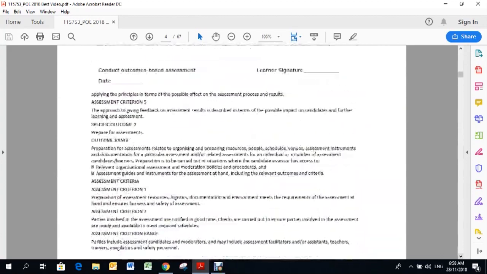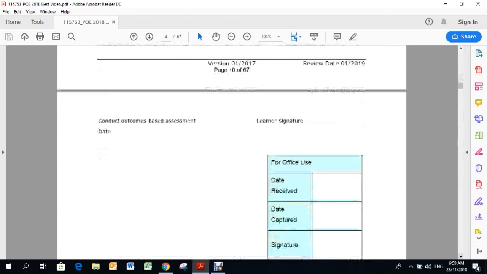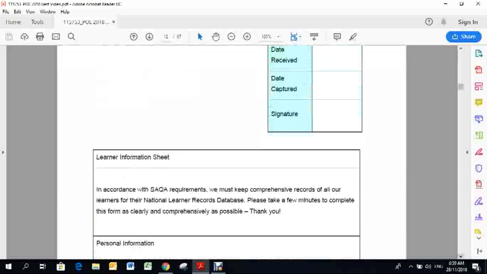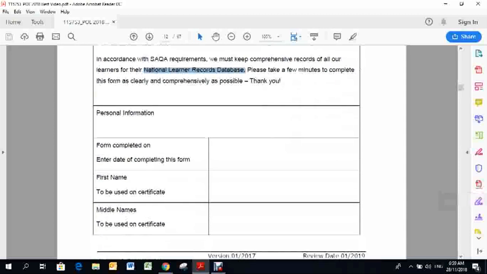We're just going down the pages until we get to that form. So this is the form we're talking about. So the form, as you can see, National Learner Records Database. That's the form that they're talking about, this form. So you go back to that. Let's look at what page it is on.